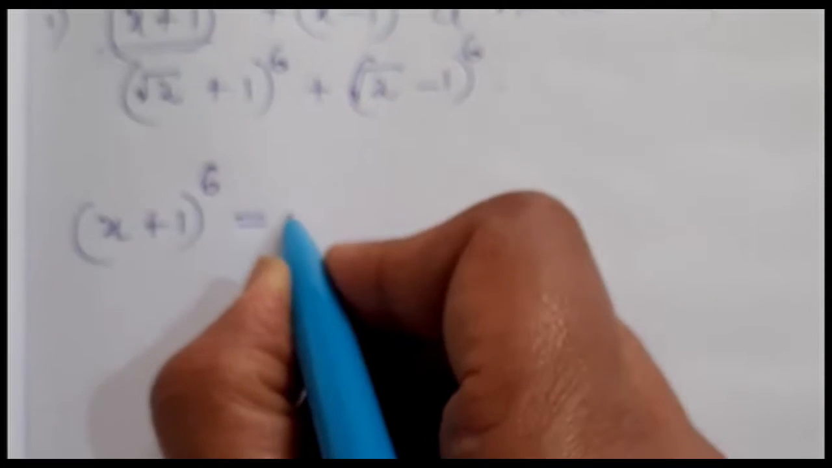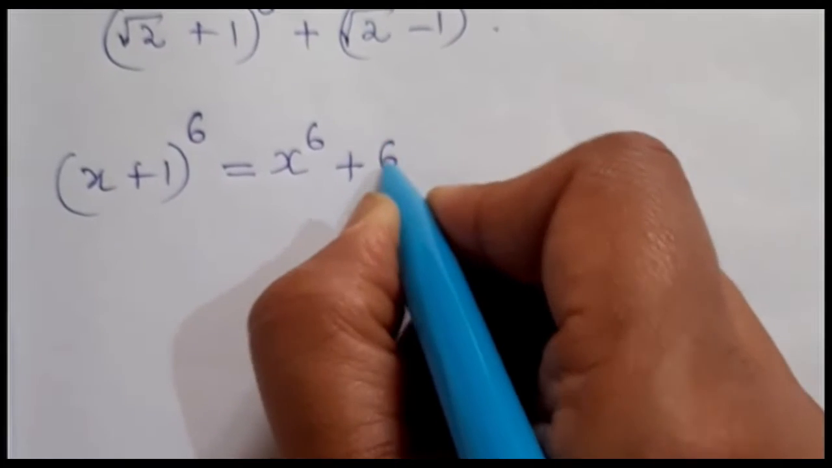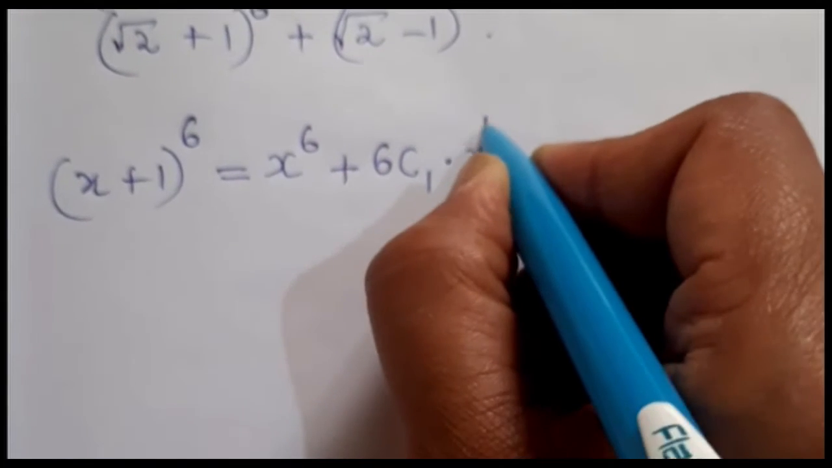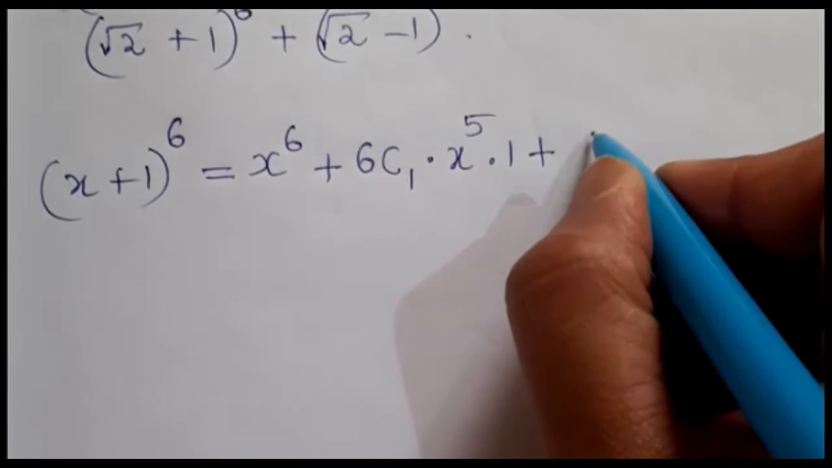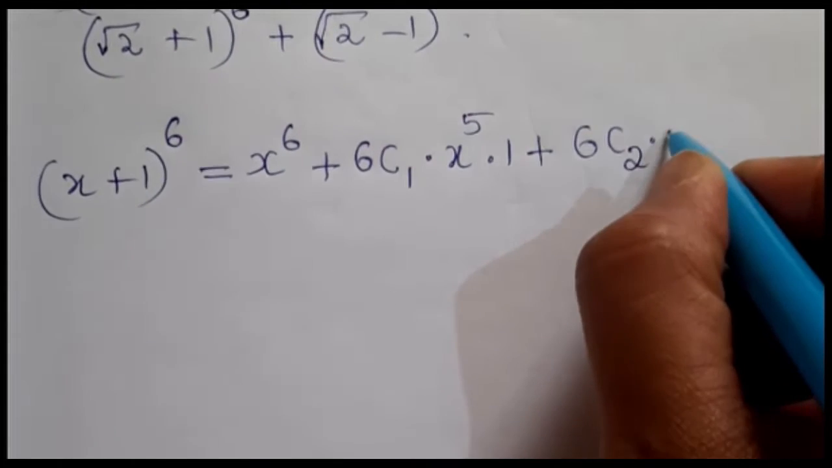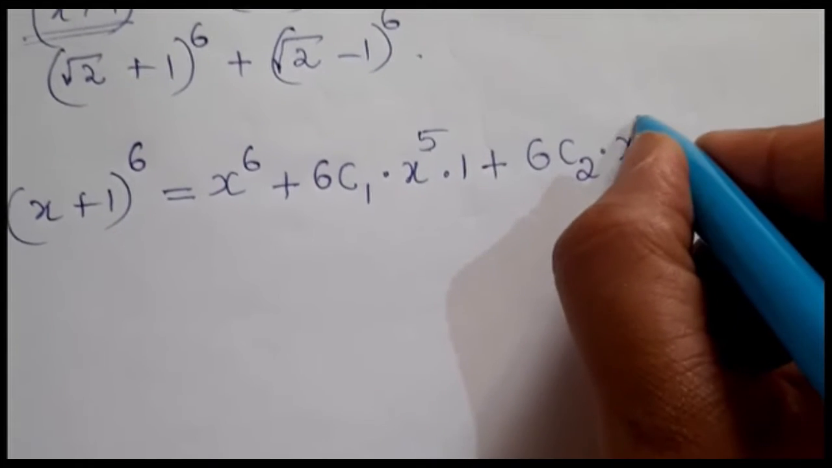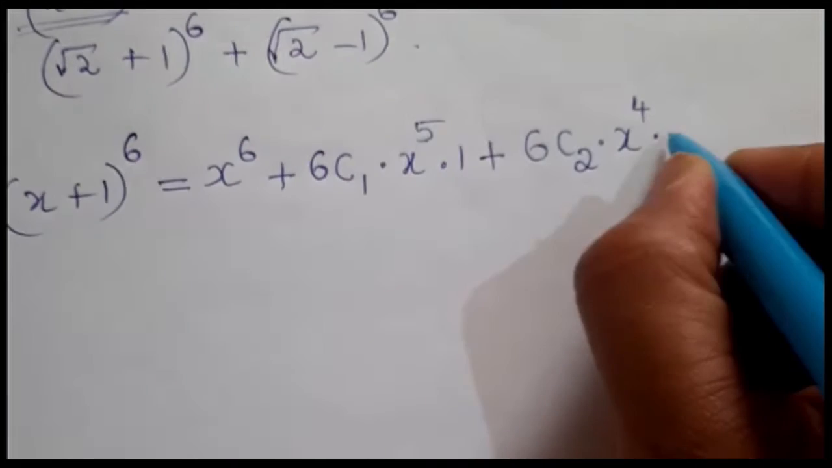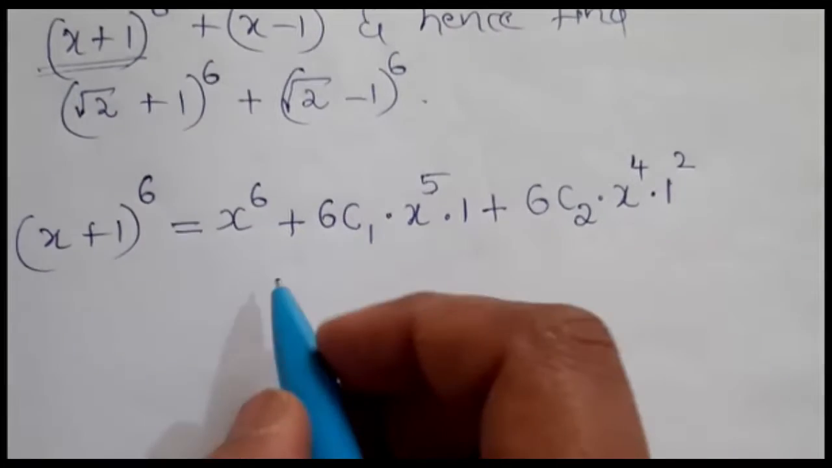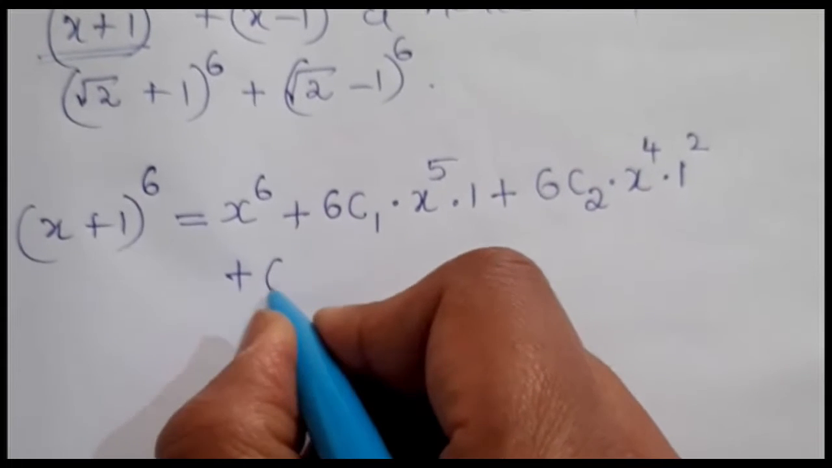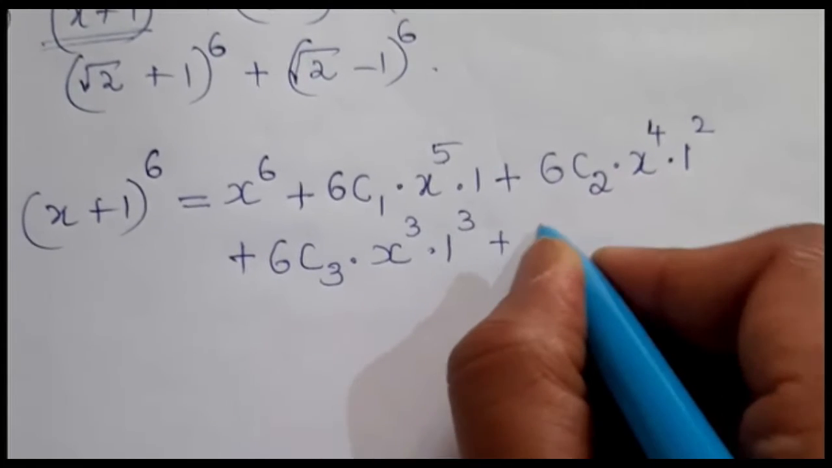The expansion will become x to the power of 6 plus 6c1. Decrease the power of x, introduce 1, that is x power 5 into 1. The next term should be 6c2 x to the power of 4, decreasing the previous power by 1 count, and thereby increase the power of the second factor, so it becomes 1 squared. Then next you will have 6c3 x to the power of 3 into 1 cube.